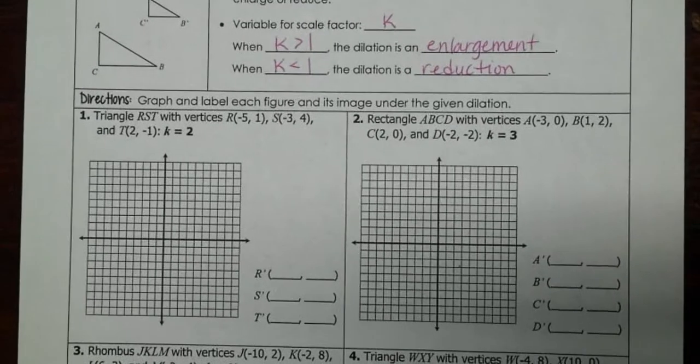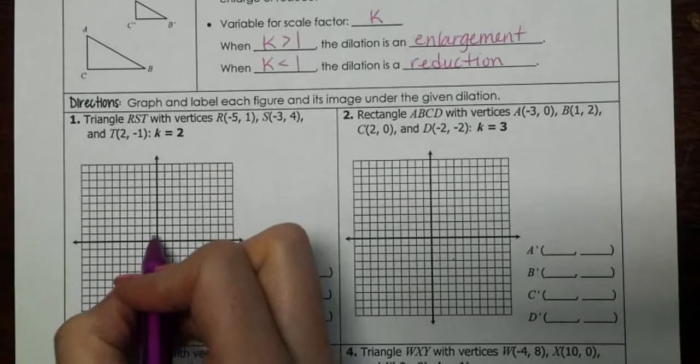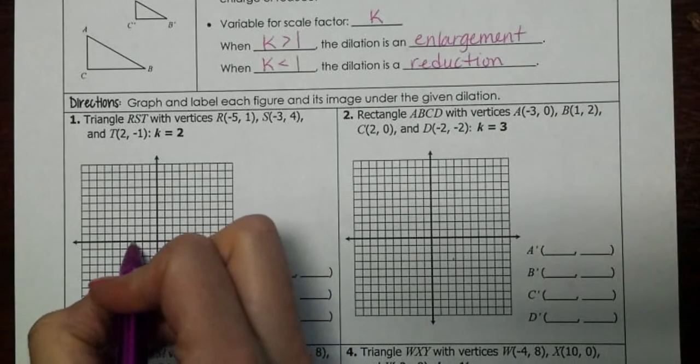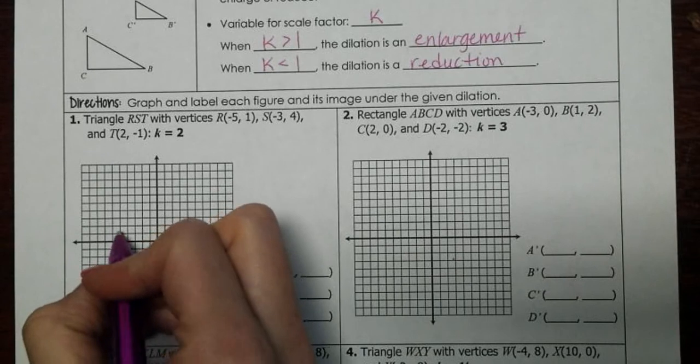It says graph and label each figure and its image under the given dilation. So it tells me that I have a triangle RST with the vertices (-5, 1), (-3, 4), and (2, -1). Let's go ahead and plot those points first. For R, I'm going to the left 5, and I'm going to go up 1. I'm going to label that R.